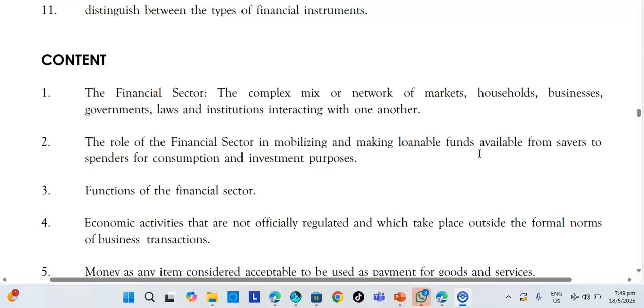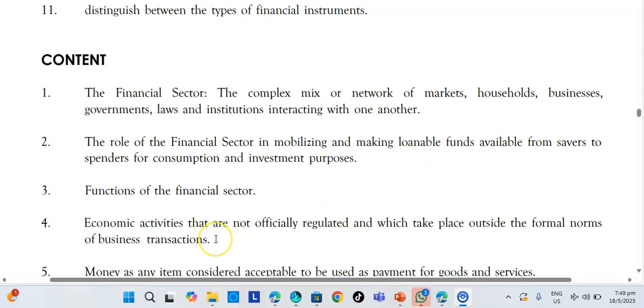Now, why is this important? The benefits are that it encourages investment, boosts consumption, economic growth, and efficient use of resources. All right, so quick summary. The financial sector plays a vital role in the economy by collecting money from savers and making it available to spenders for consumption and investment, which supports economic growth.